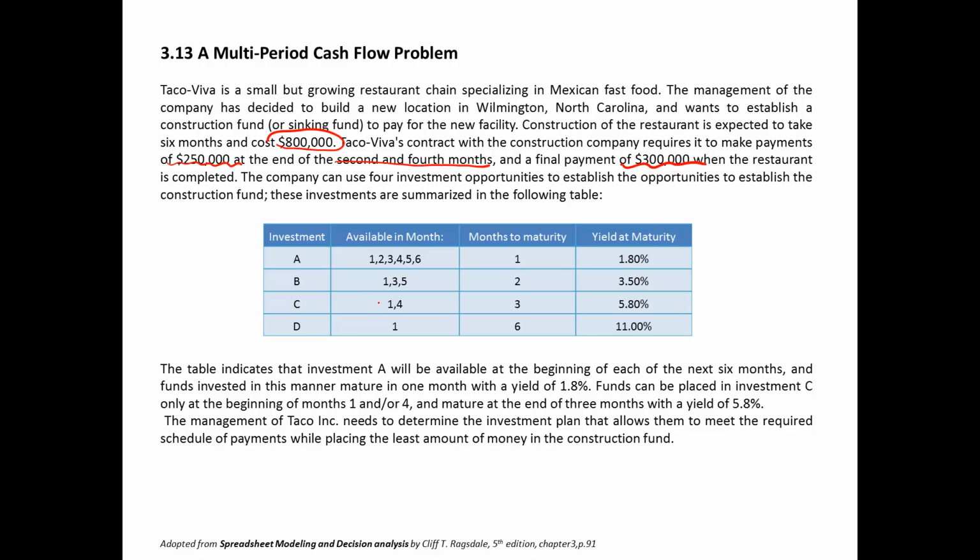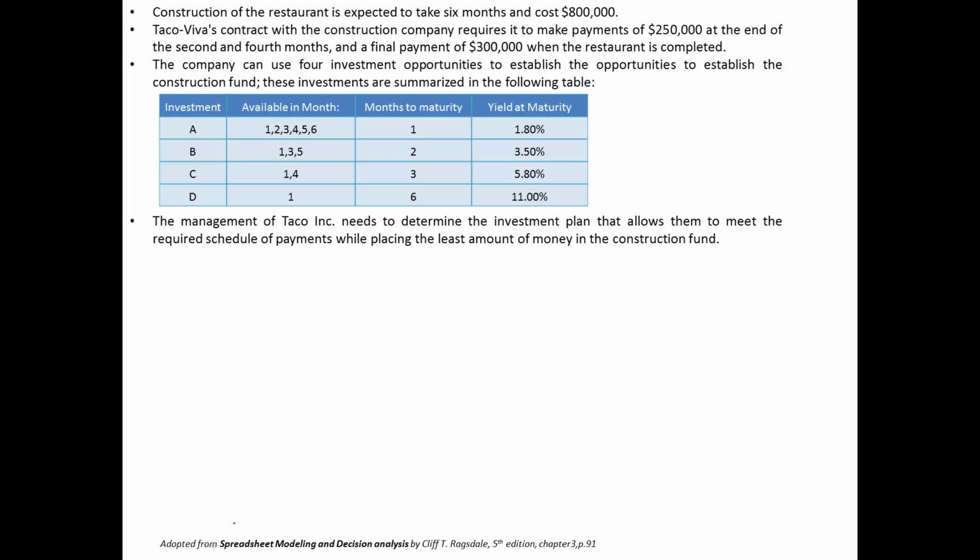And C is available in month 1 and month 4. D you can invest only once, because the time frame is 6 months. Did they say it here? Yeah, 6 months. So the planning horizon is 6 months. And this table with the maturity rate and the months to maturity, we already talked about what they mean, and we'll talk about what this company is trying to do. Let's go to the next, we'll do some simple analysis.